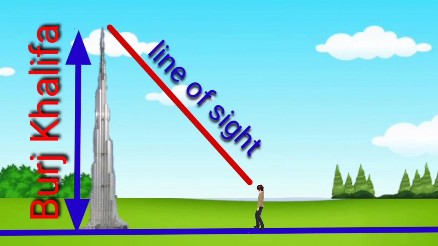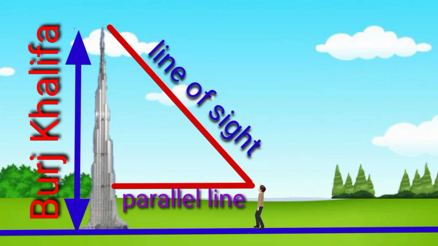It forms a triangular shape by drawing a line parallel to the ground from the height. The height of the Burj Khalifa can be determined with the help of a triangle shape. The height of the Burj Khalifa can also be found using a triangle and its properties.